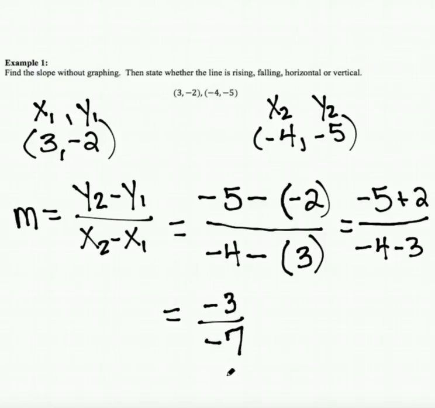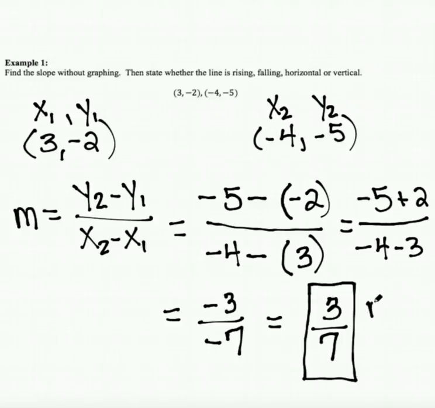Okay, but we're not done yet. We have a negative divided by a negative, and I know that that is a positive. So my slope between these 2 points is 3/7. Okay, so I found the slope. It now says, then state whether the line is rising, falling, horizontal, or vertical. Well, since we have a positive slope, we know that our line is rising.